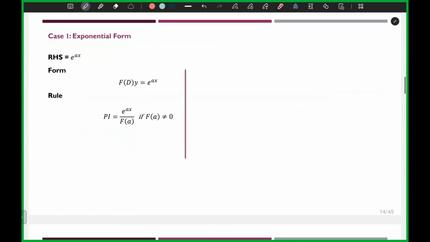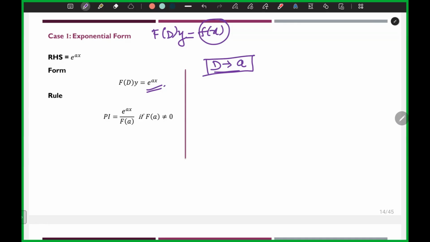So here the first case is the exponential form. On the right hand side, in 1 over f(D) acting on f(x), the function is of the form e to the power ax. So what we do is simply replace D by a. Why do we do this? We are just replacing D by a. Can anybody tell?